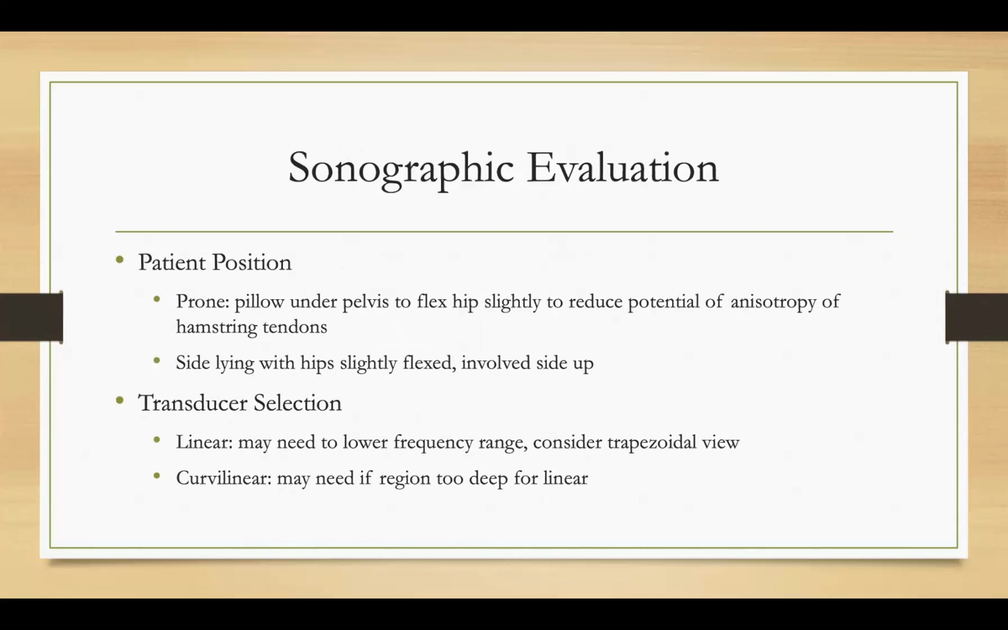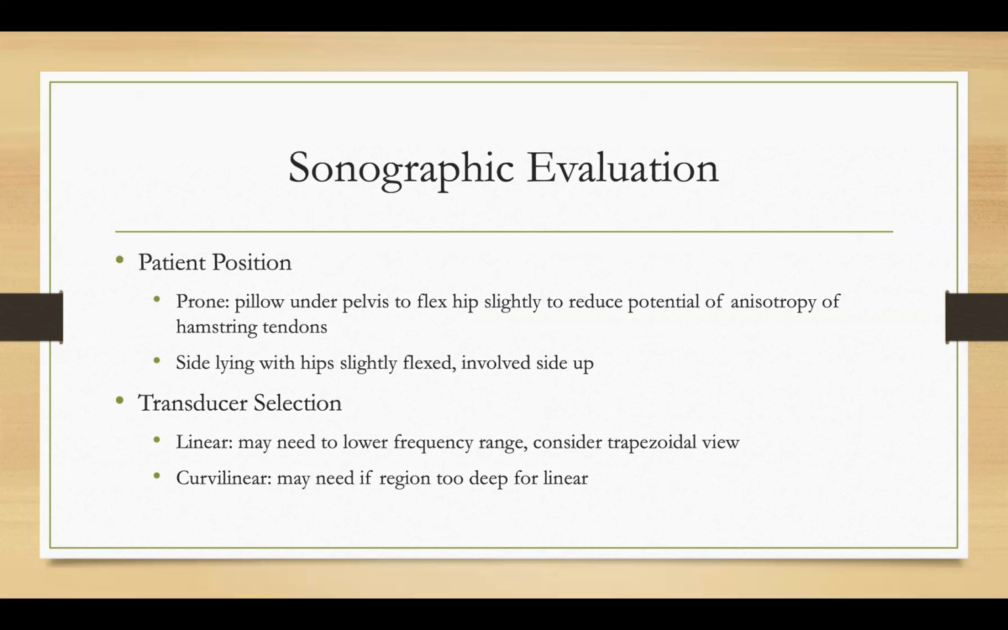Sonographic evaluation typically is performed with the patient either lying prone or side lying. If you're going to lie them prone, you may place a pillow underneath their lower abdominal or pelvic region to help cause some flexion at the hip to help reduce the anisotropy that will occur in the region, because when they're lying prone, the hamstring or the hip is going to be somewhat extended or on slack, and so that will induce some inherent anisotropy. So if you slightly flex them at the hip, this will help reduce some of that problem.